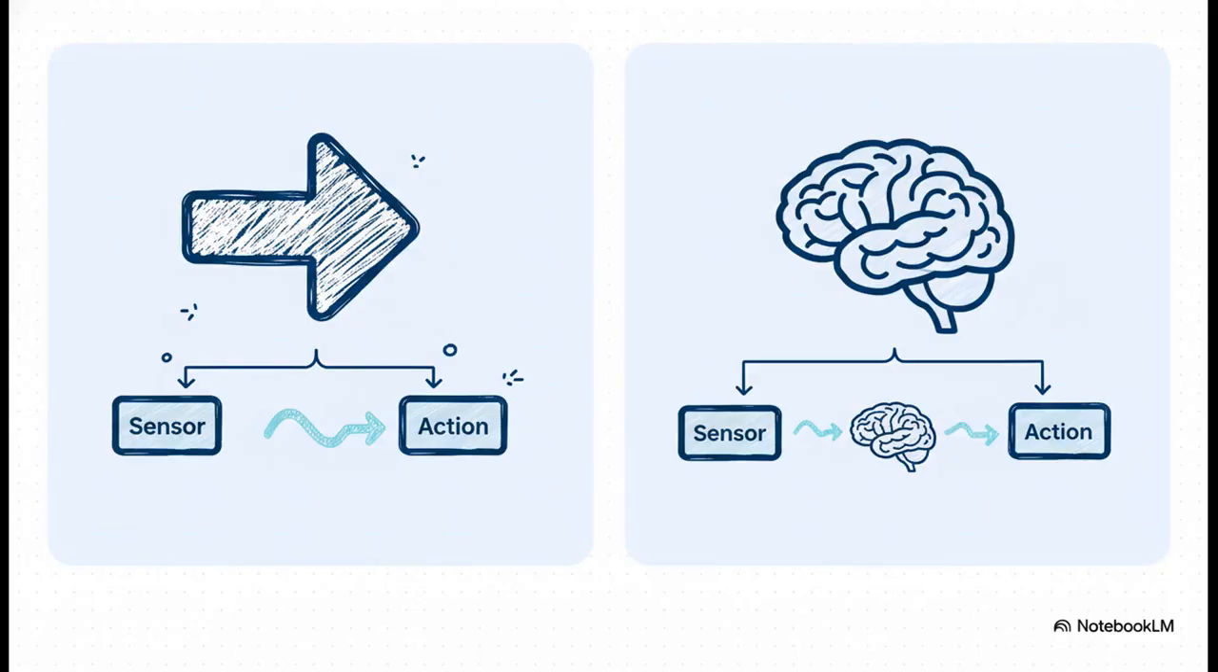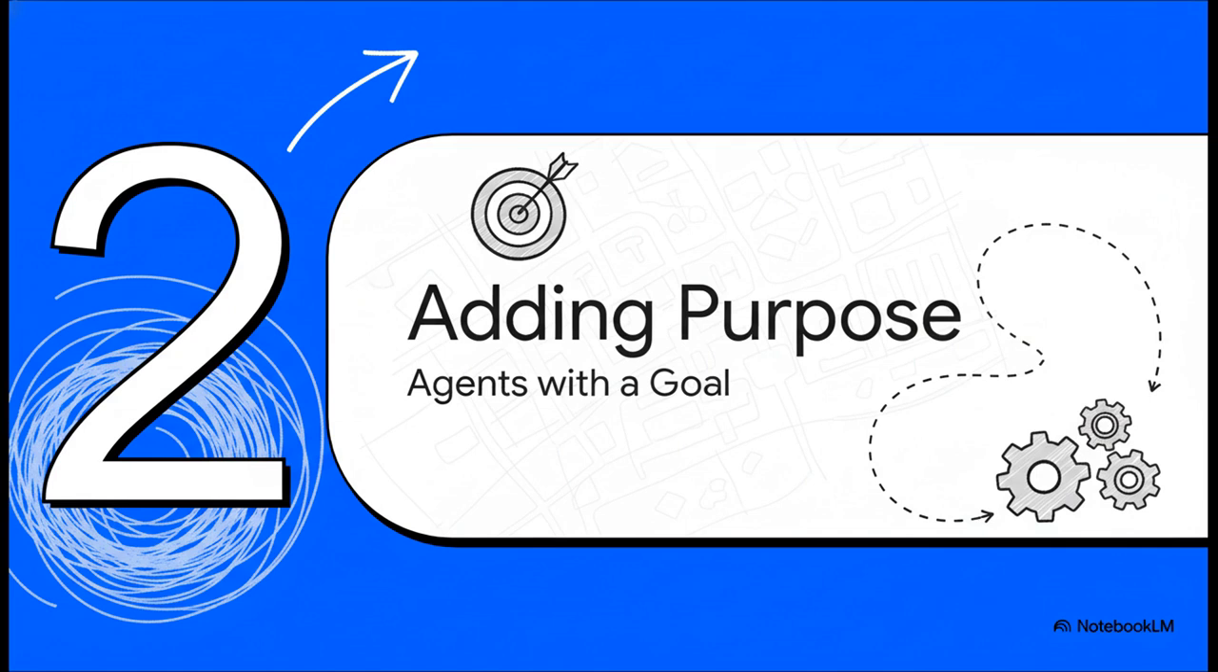The jump from a simple reflex agent to a model-based one is all about adding that internal memory. One just reacts to the now, while the other can actually consider the past. And that single upgrade makes an agent so much more effective and adaptable. It's a huge step up. But reacting isn't always enough, right? What if an agent needs to be proactive? What if it needs to work towards a specific objective? Well, that brings us to the next level of sophistication, agents that have a goal.